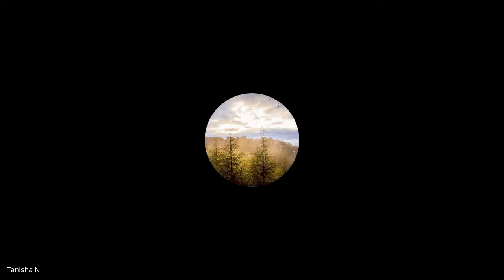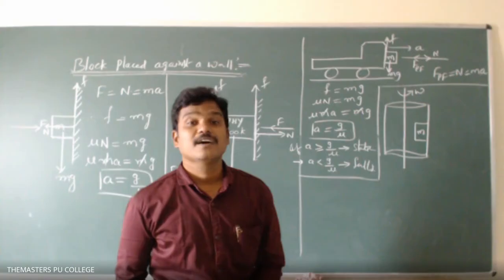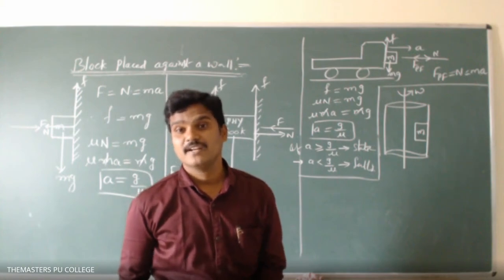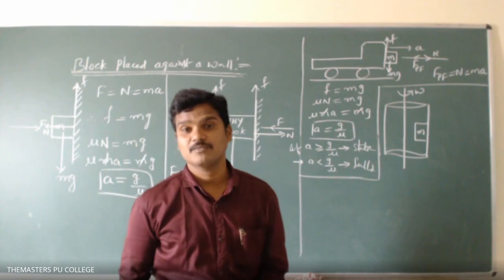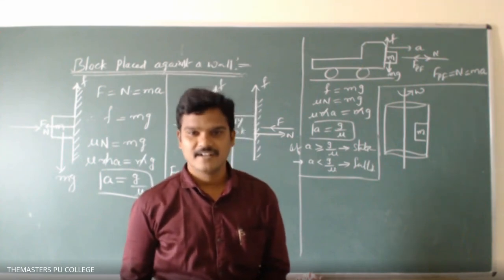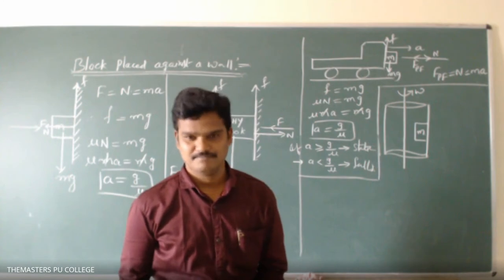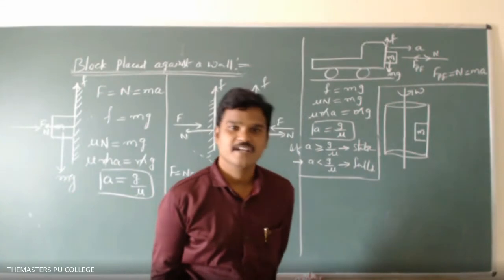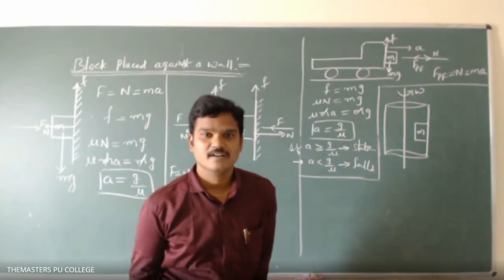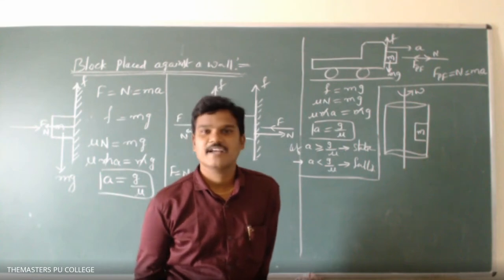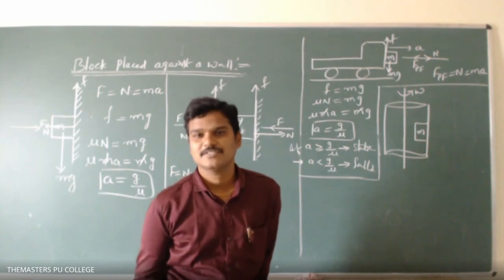The rotational motion is not completed. I am talking about motion in a plane, projectile motion. After projectile motion, just open the NCERT. They have given centripetal acceleration. There is one formula for centripetal acceleration: a is equal to v square by r, where a is the centripetal acceleration. Just open the NCERT.